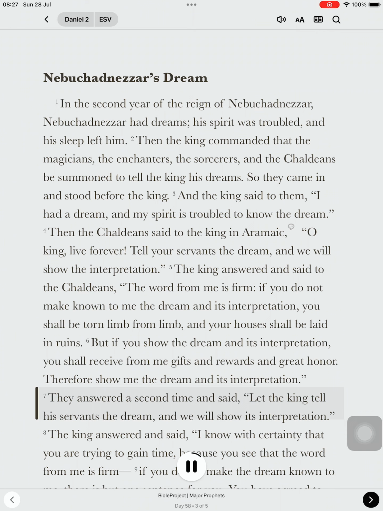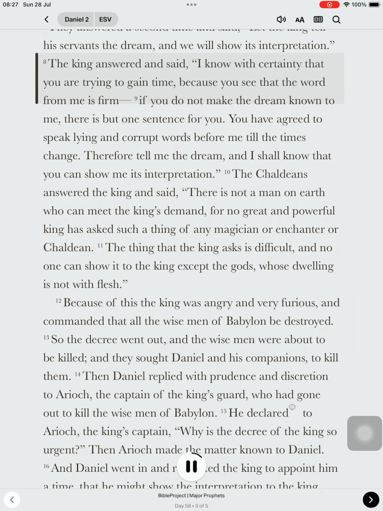They answered a second time and said, "Let the king tell his servants the dream, and we will show its interpretation." The king answered and said, "I know with certainty that you are trying to gain time, because you see that the word from me is firm. If you do not make the dream known to me, there is but one sentence for you. You have agreed to speak lying and corrupt words before me till the times change. Therefore tell me the dream, and I shall know that you can show me its interpretation."